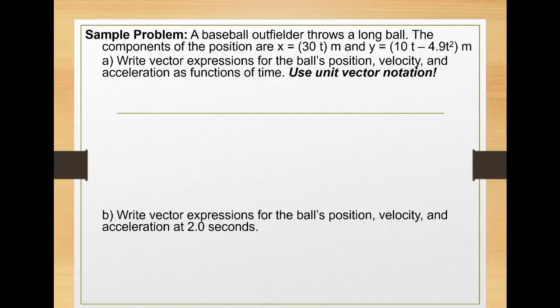Let's try another one. Okay, so now we have a baseball outfielder throwing a long ball. We have components of position given as 30t and 10t minus 4.9t squared. We want to write vector expressions for position, velocity, and acceleration as functions of time. So we've seen this in the past couple of slides. r is going to be x i hat. We'll leave units off for now. Plus y j hat. And then we have nothing in the k hat direction.